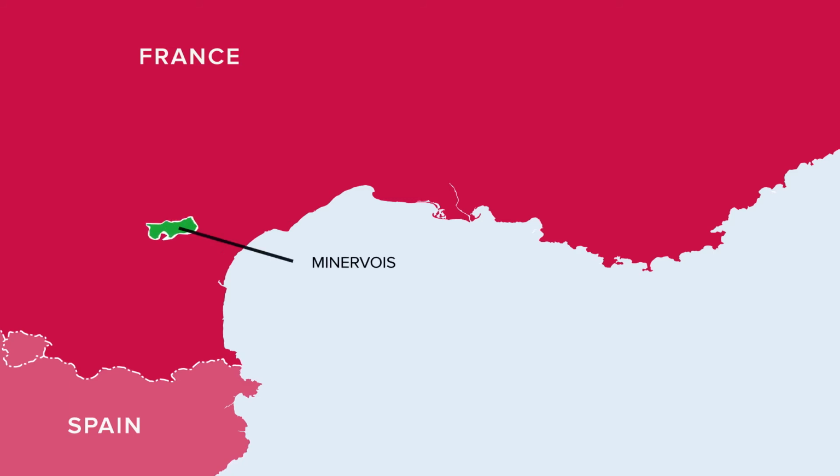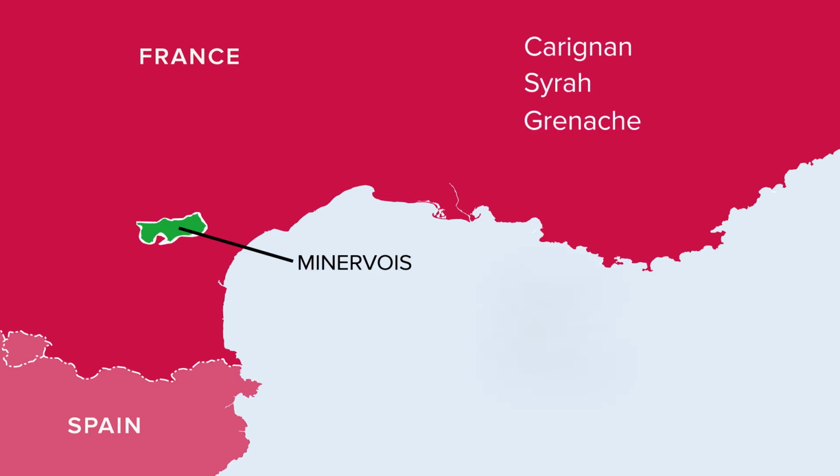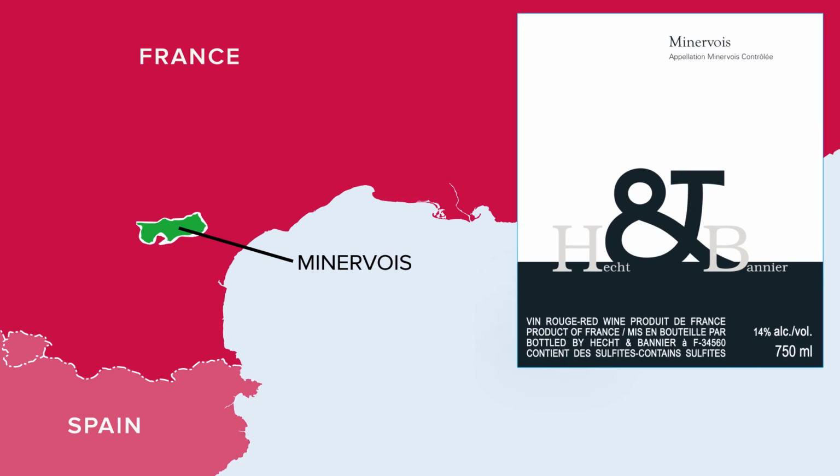Minervois is an example of a PDO from this part of France. Producers are limited to grape varieties that are historically associated with the region, in particular, Carignan, Syrah, and Grenache. This label is very typical for a PDO wine. The grape varieties are not listed, although it would be perfectly legal to do so, and the French for PDO is not used. The producers are using the traditional term, Appellation d'origine contrôlée.